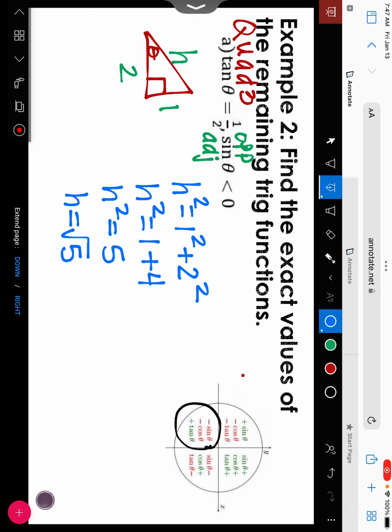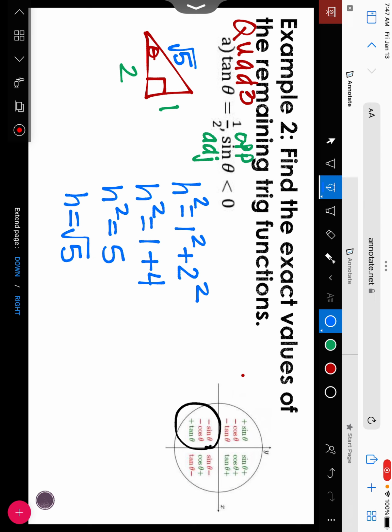So I'll give you a minute to copy that down, how we found that. So I'm going to go back to my triangle. And I'm adding that measurement to my triangle. So I have all three sides of my triangle. So we can easily find the missing 5 ratios.